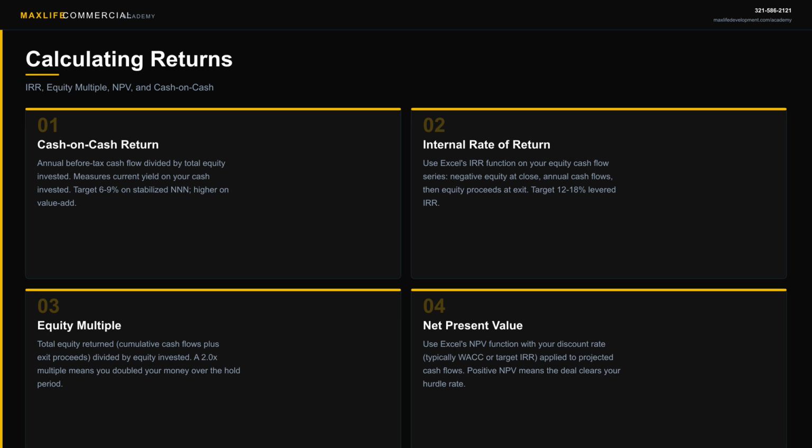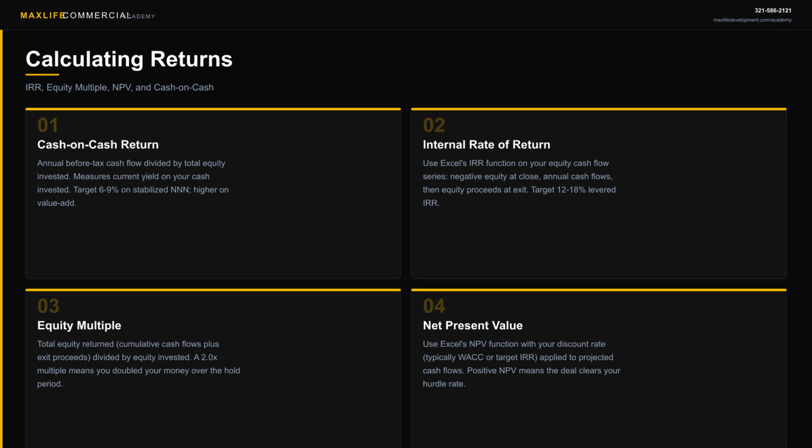A levered IRR between 12 and 18% is a reasonable target for most CRE acquisitions, though NNN deals often trade at lower IRRs because of their lower risk. The equity multiple is simply total money returned divided by total money invested. If you put in $500,000 and get back $1.2 million over 5 years, your equity multiple is 2.4 times.